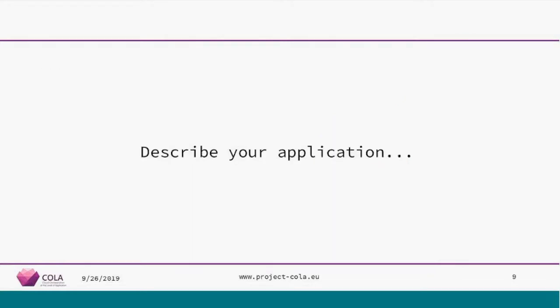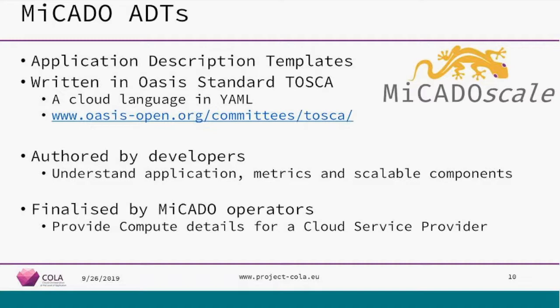So based on those four things, you now have a really great application that's ready to run in MiCADO. And the next thing you need to do is then describe that application in an ADT, an application description template, so that MiCADO understands how to run that application that you want. So ADT stands for Application Description Template.